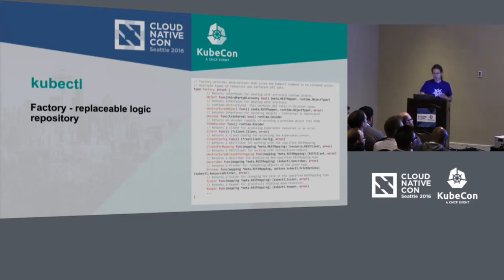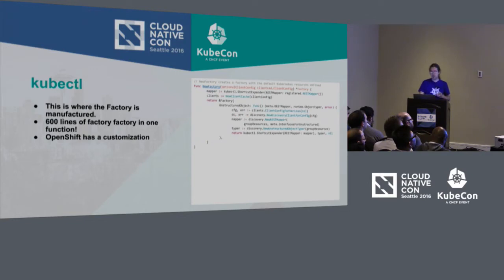So this is the factory, and there is a function linked here which builds the factory. It's like 600 lines of code. I counted. It's just full of like function definitions, and again, OpenShift overrides this. This is drop-in logic for kubectl.